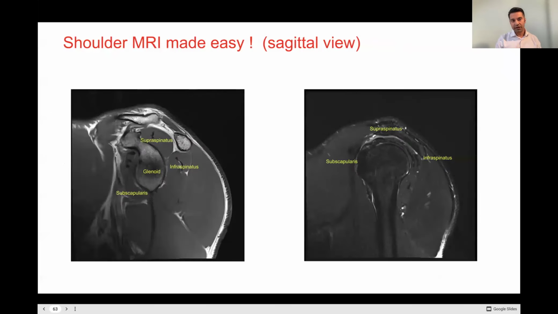So, shoulder MRI made easy. You need to be able to reproduce this view in clinic. We go through this with the trainees to bring up that parasagittal view where we can look at the glenoid, and we want to make sure that the glenoid is intact and it's nice and healthy and there's nothing missing, no chunks taken out of it.